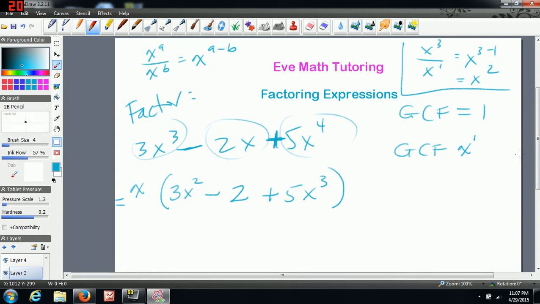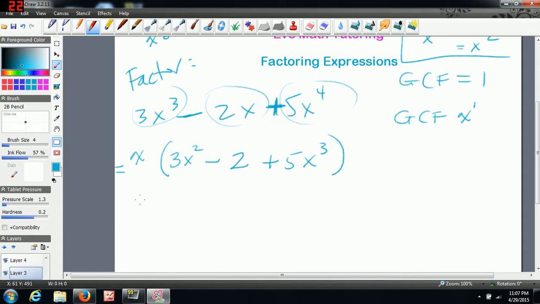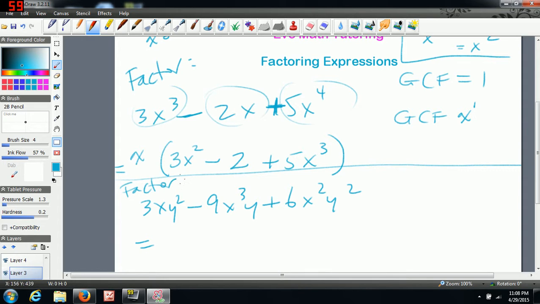We can try another example. So say we have 3xy squared minus 9x cubed y plus 6x squared y squared. If I wanted to factor this example, the biggest thing I could take out is a 3 first of all. 3 would be the greatest common factor for the numbers, the biggest number that divides all 3 terms in this expression. And then for the variable part, the greatest common factor would be an x, and for the y's, it would just be y to the 1.